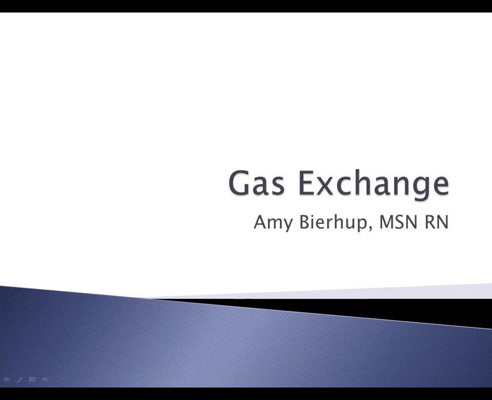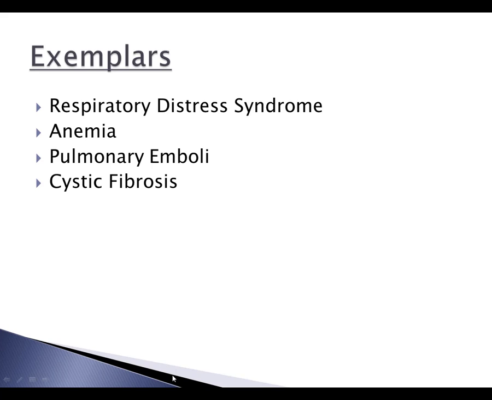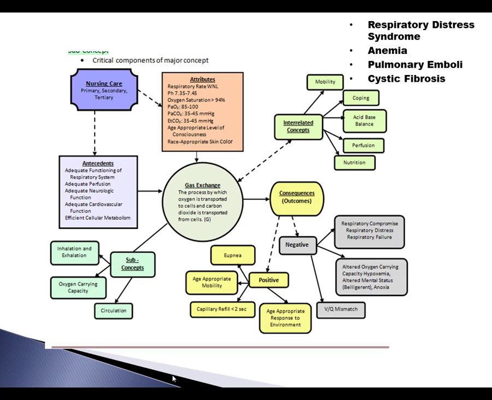Okay, today we're going to be talking about gas exchange. Our exemplars are acute respiratory distress syndrome, anemia, pulmonary emboli, and cystic fibrosis, which will be covered in future PowerPoint presentations. And next we're going to look at our gas exchange diagram and think about it in relationship to these four disease processes. So gas exchange is the process by which oxygen is transported to cells and carbon dioxide is transported from cells.